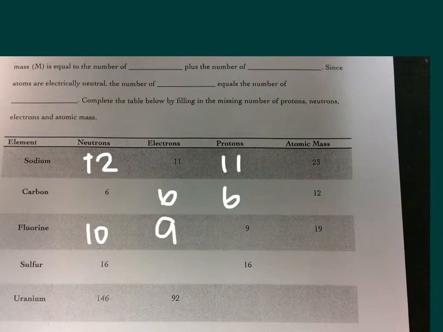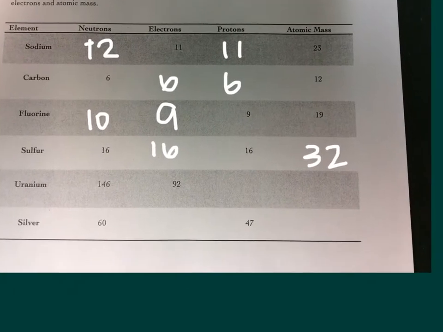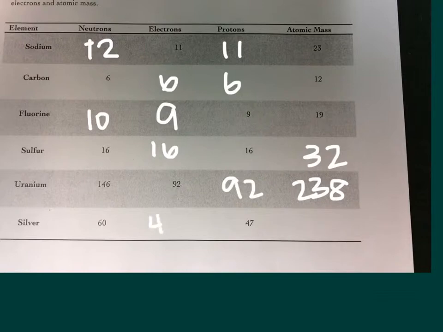16 electrons and 32 for the atomic mass. 92 protons and the atomic mass of 238. 47 electrons and the atomic mass of 108.